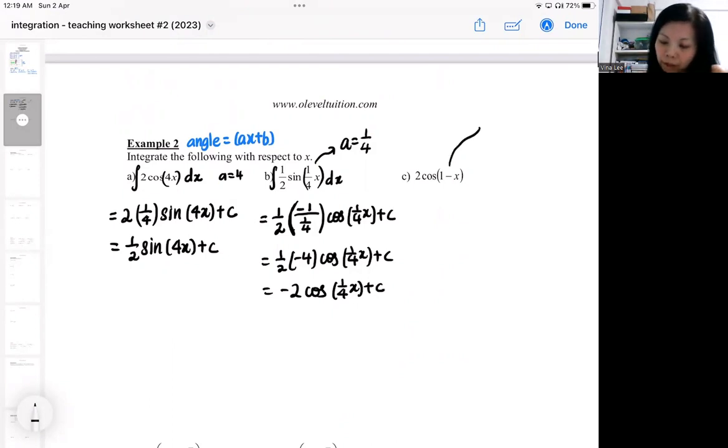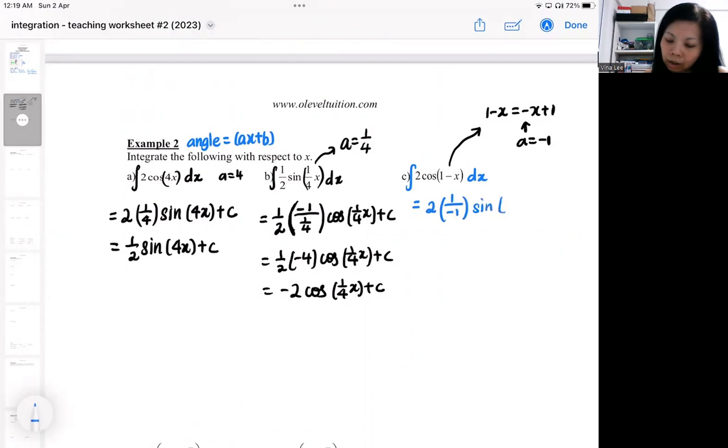Okay, then the next one, sometimes some students will get their a wrong. Their a is actually a -1. So when you integrate, be careful. Notice that the a is -1. If I integrate, I will have a 1 over a, and then I get a sine. So you need to notice that a is -1, which some students will miss out.